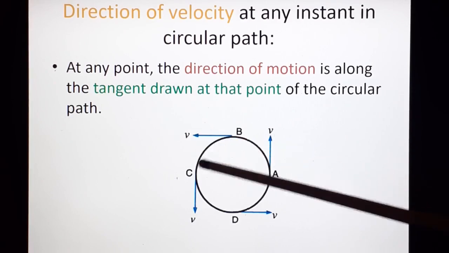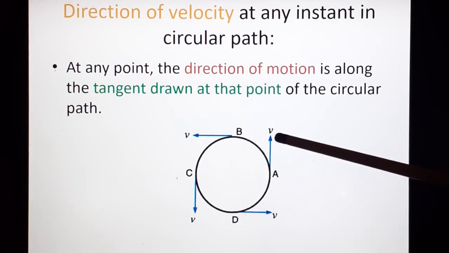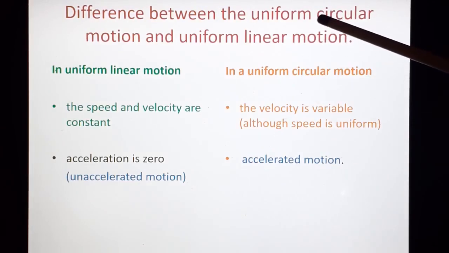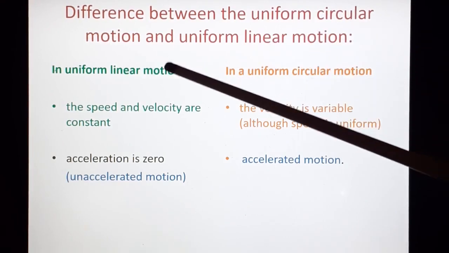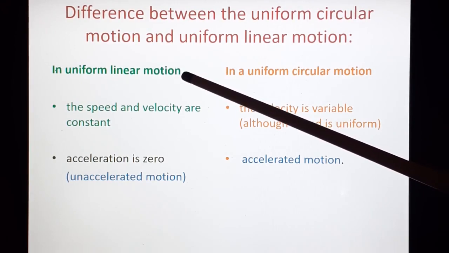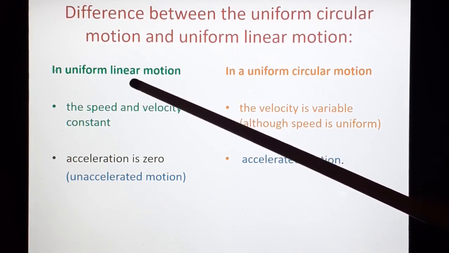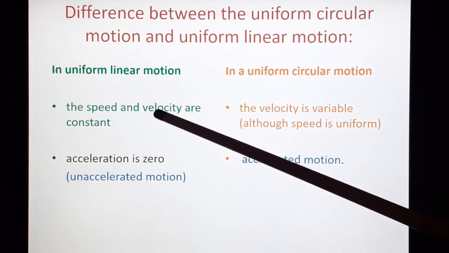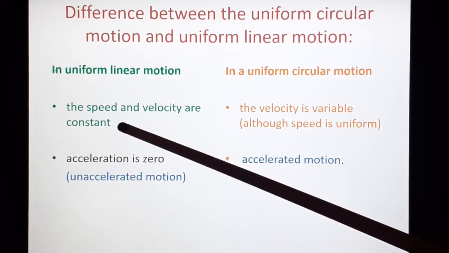Wherever you want the direction, you have to draw a tangent at that point. Then you will get the direction of motion, and along that same direction the velocity will also be. Clear? Now, the difference between uniform circular motion and uniform linear motion. In uniform linear motion, speed is constant because it is uniform, right? Linear motion means the object is moving on a straight path, so direction is also not changing. So speed and velocity both are constant.